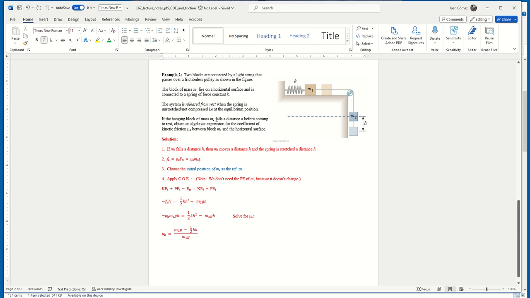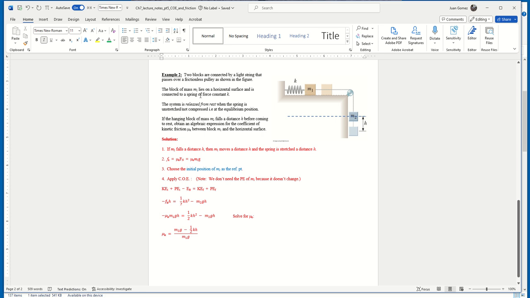And I wanted an algebraic expression for the coefficient of kinetic friction between M1 and the surface, in terms of M1, M2, h, k, and obviously g. Now remember, it might not be readily apparent, but M2 is clearly not touching the side of the table, so there's no friction involved with M2. There's clearly friction between M1 and the tabletop.